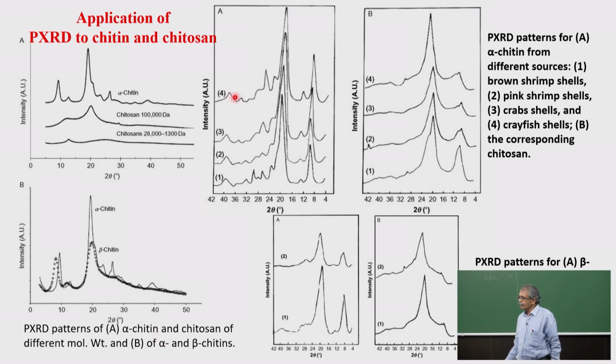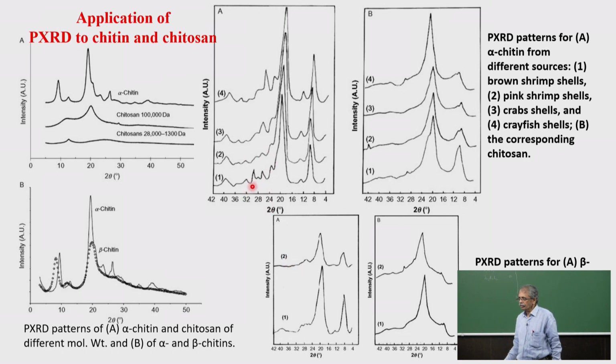Now look at this. This is the powder XRD of alpha chitin only, but isolated from different sources. One of them, labeled 1, is from brown shrimp shells. Number 2 was pink shrimp shells, the third one is crab shells, and the fourth one is crayfish shell. So from each of the shells you can isolate the chitin, and the chitin powder diffraction peaks are quite similar, but their intensity ratios differ.